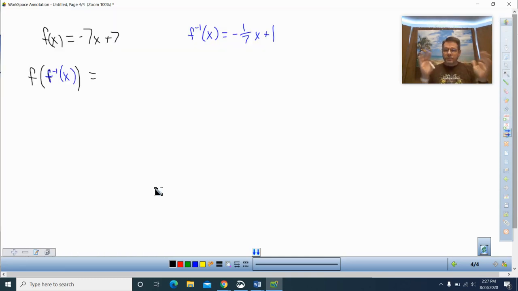Okay, so I got this new page here and we've got the original function and the inverse function. What they're talking about here is we're going to take the inverse function and put it inside the original function. So I'm going to rewrite the original function: -7, open parentheses, close parentheses, plus 7. This is where x used to go, right? So now we're going to take all of this and put it right inside here. This is where x was, so we're going to remove it and put this other thing in.